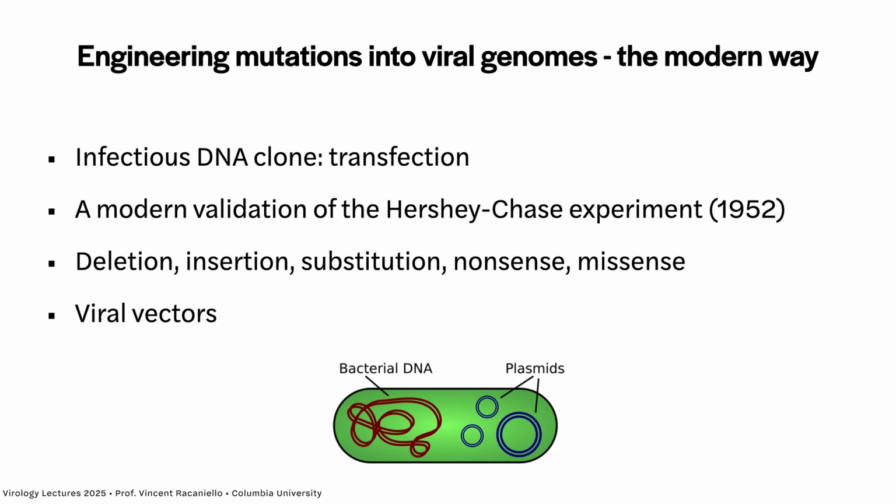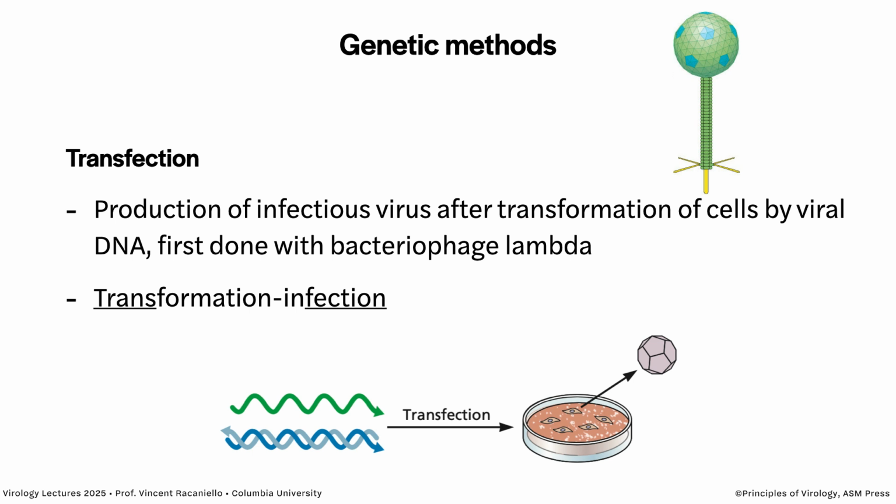And as we'll see in the last lecture of this course, we can make viral vectors to try and cure various genetic diseases, make vaccines, and cure cancers. So very powerful, this idea of having an infectious DNA clone. And we introduce these into cells by what we call transfection. This was first shown with bacteriophage lambda, where they found the production of infectious virus after transformation of cells with viral DNA. And so transformation leading to infection, it's transfection.